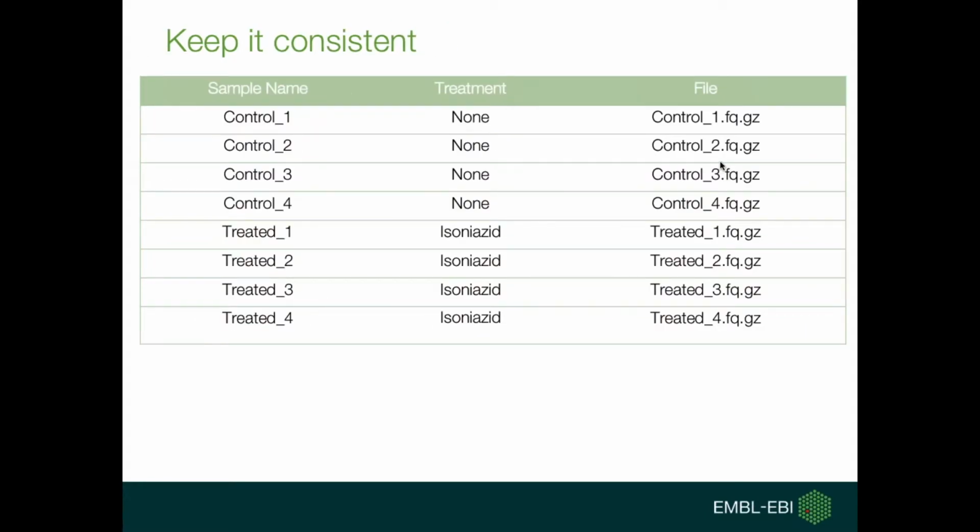So this is the same data set, and you can see straight away that by having a consistent way of labeling things, it's much easier, at least visually, to see what went on in an experiment. It's much clearer that there are 4 control samples and 4 treated samples. It's much clearer to see which file belongs to which sample as well.